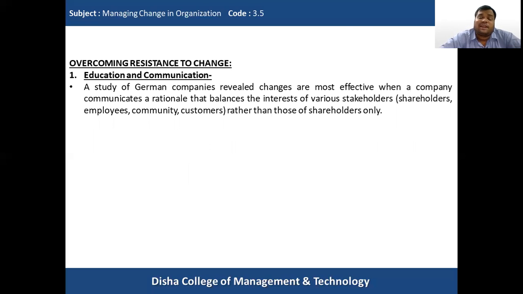So what happens, a study conducted with German companies revealed that a lot of this resistance can subside when the people resisting the change understand the rationale behind the change and the various interests of various stakeholders. There are a lot of stakeholders in an enterprise. They may be the shareholders, the employees, the community, and the customers. Community means the society. All these have certain stakes in the enterprise, so they are the stakeholders. So if the change is able to balance the interest of all these stakeholders, then it will lead to the removal of this resistance to change.